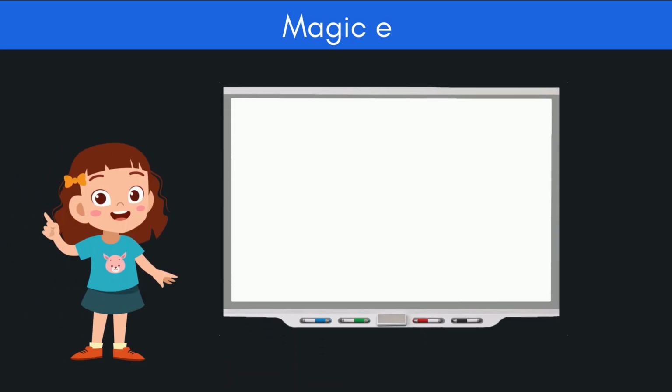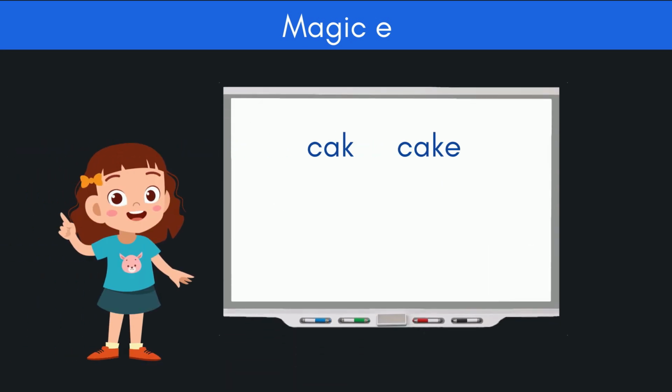In addition, I think it's helpful for the children to know the magic E families, where E added to a word changes the pronunciation of a vowel from its basic sound to its name. So kak becomes cake, and a, the basic vowel sound, changes to a, the name of the letter. Kit becomes kite, and I, the basic vowel sound, changes to I, the name of the letter. Bon becomes bone, and ah, the basic vowel sound, changes to O, the name of the letter.